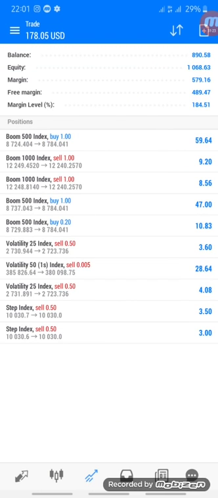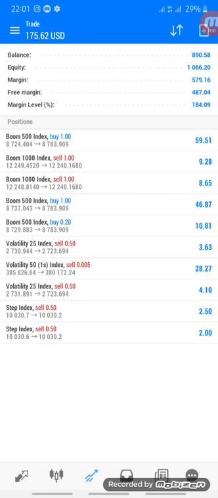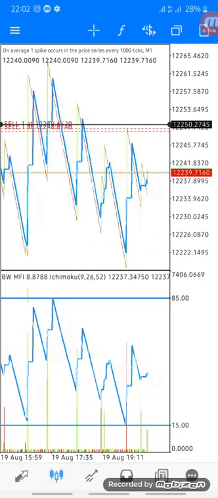So this is how we trade this thing. As you can see, we don't trade nonsense here. We do what is real. This is Boom 500, Boom 1000, VIX 25, VIX 50, and Step Index. I don't think you see red there, so stop it. We don't trade nonsense. We give out profitable strategies.